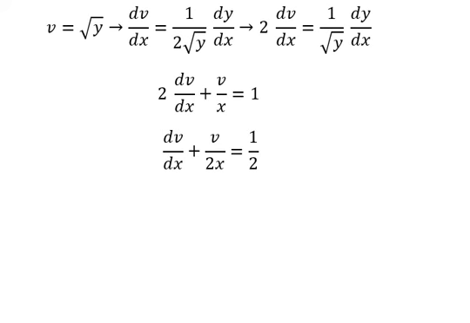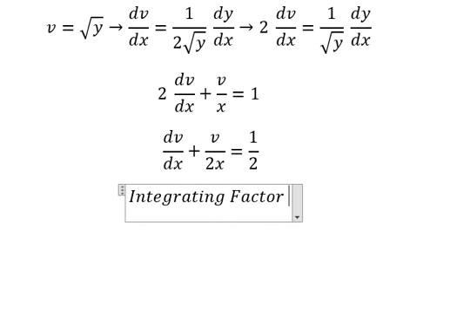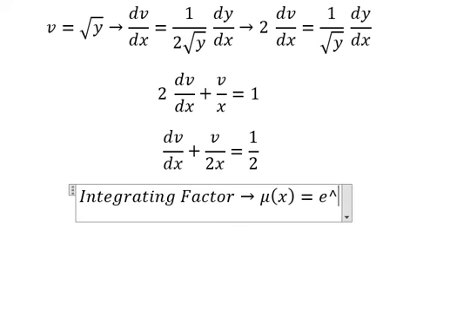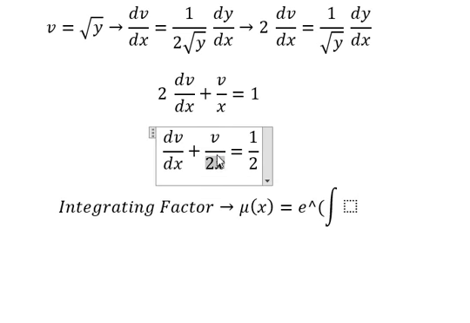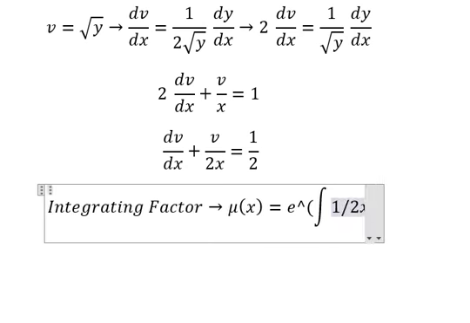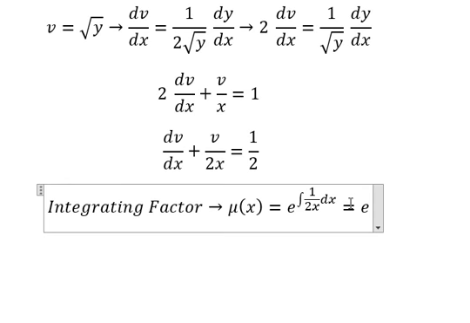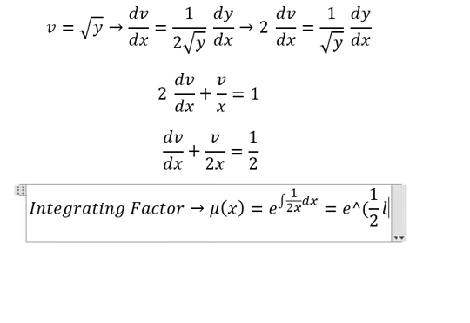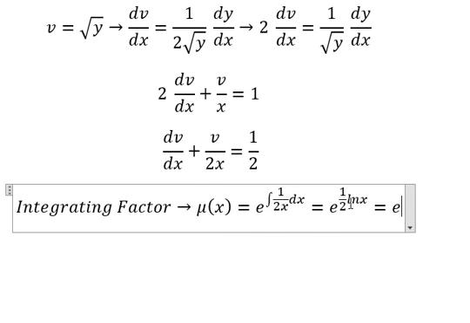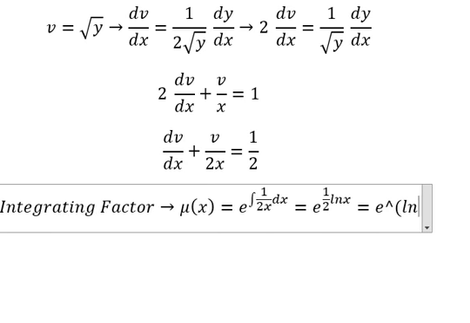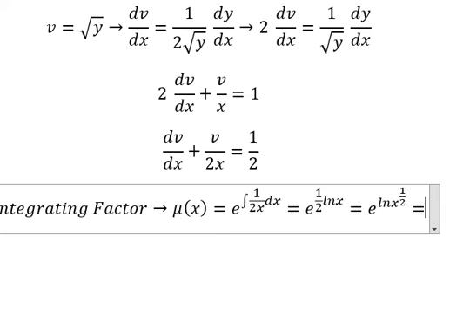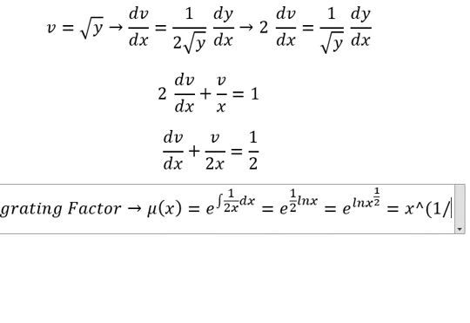So we can use the integrating factor. We need to find mu of s equals e to the power of the integration. We see that 1 over 2 s next to v is the integrating factor. So we have 1 over 2 ln s, and we put 1 over 2 inside the natural log here. And we have s to the power of 1 over 2.